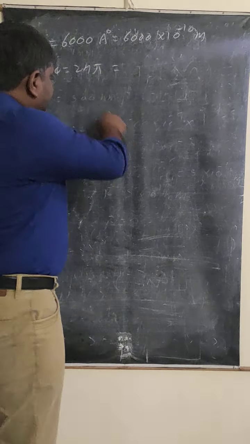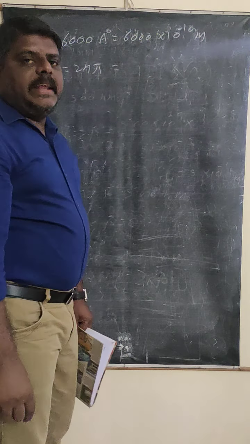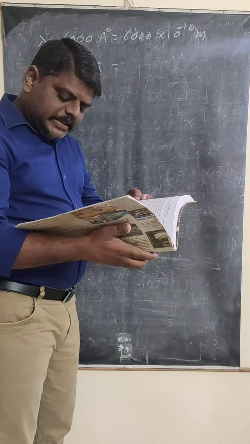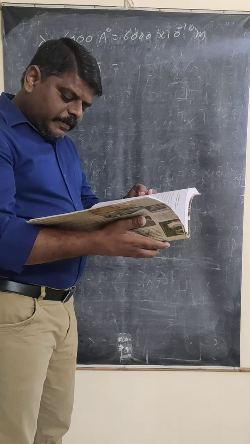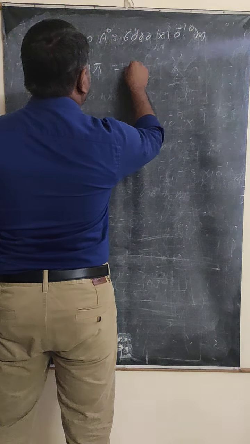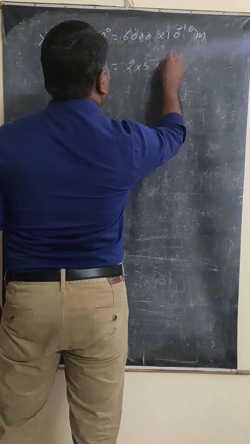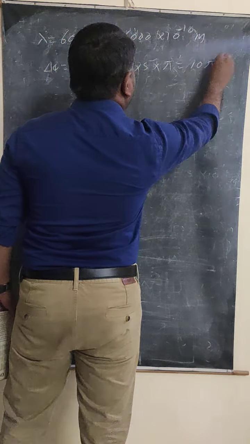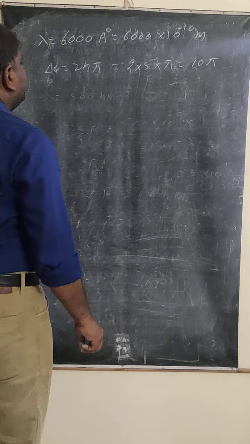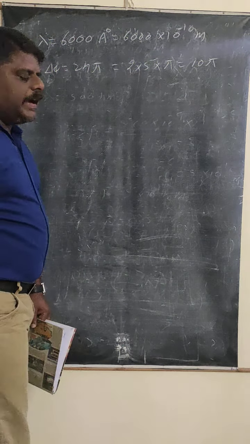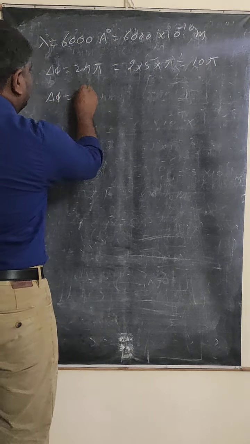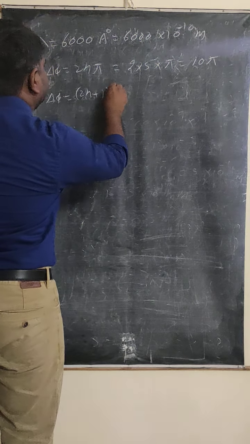For the bright band, what is the n value we have to take? 5 you have to take, because the problem is saying the fifth bright band. So when I refer to the fifth bright band, you can take 2 into 5 into pi, that is equal to 10 pi. This is the phase difference of the bright band. Next, the phase difference of the dark band. The phase difference of the dark band, delta phi, is equal to, what is the formula? 2n plus 1 into pi by 2.